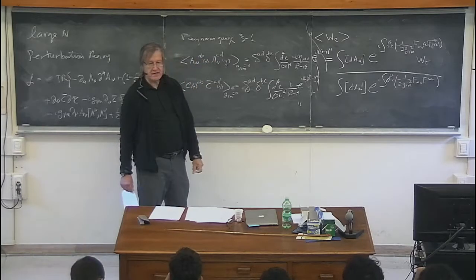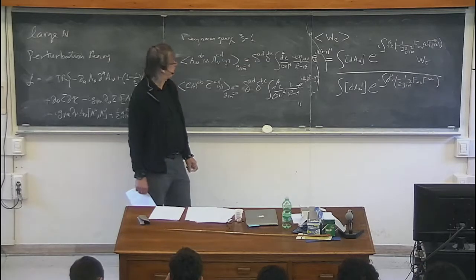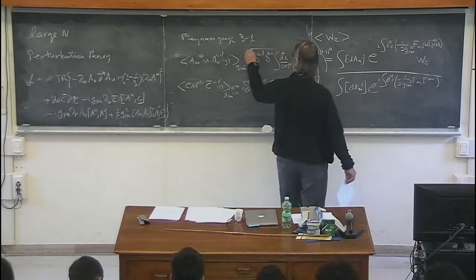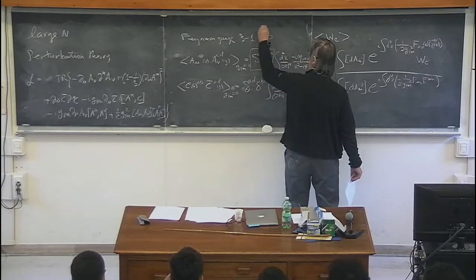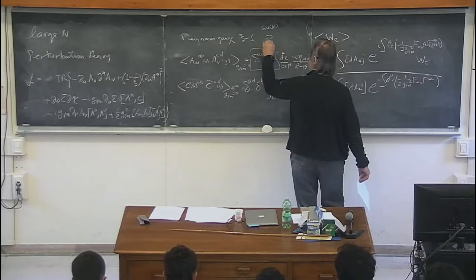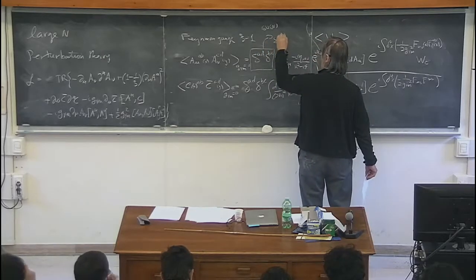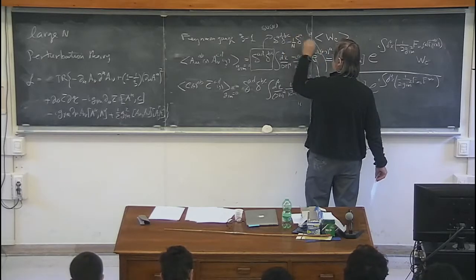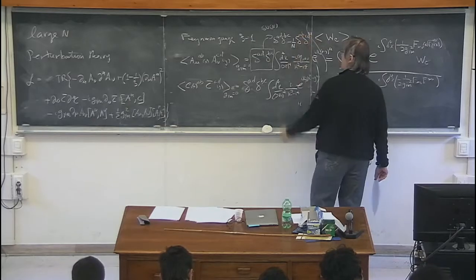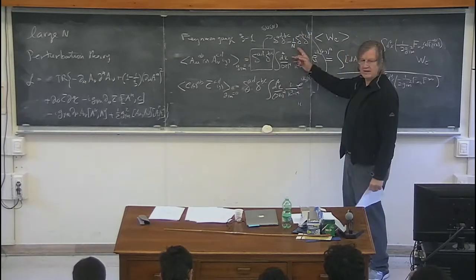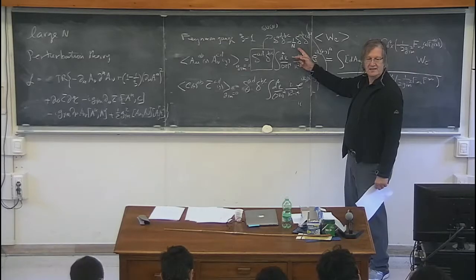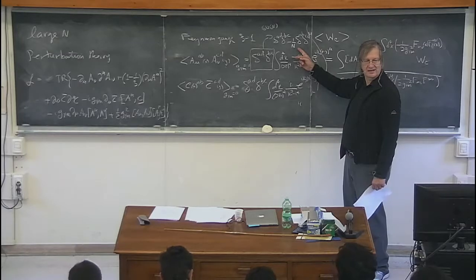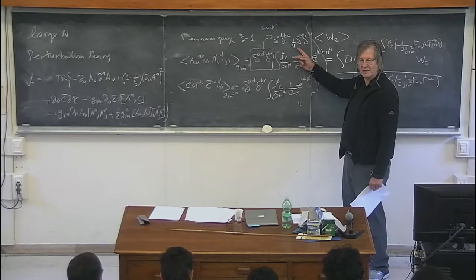If this were SUN and not UN, this would look a little different. For SUN, this thing would be replaced by itself minus 1 over n times something with the indices permuted. So for SUN, there's a difference here, and this difference complicates the analysis. I'm going to ignore the difference for now. The difference goes away as n goes to infinity.